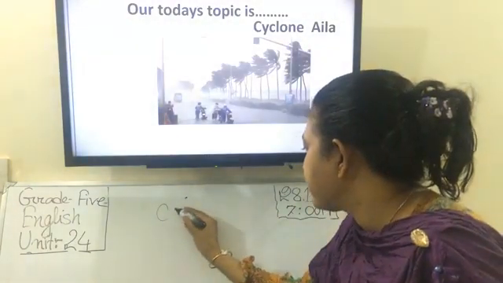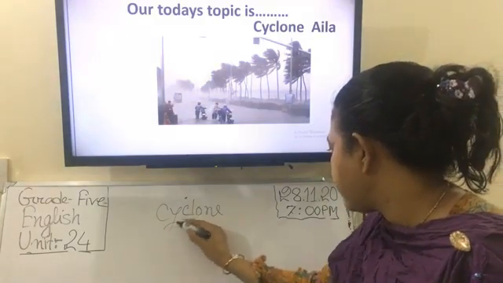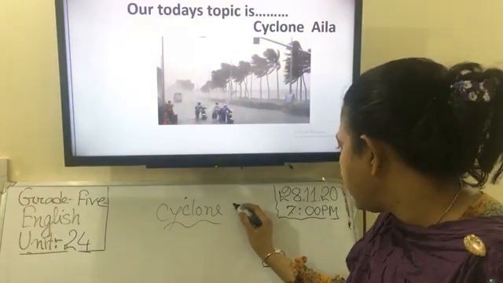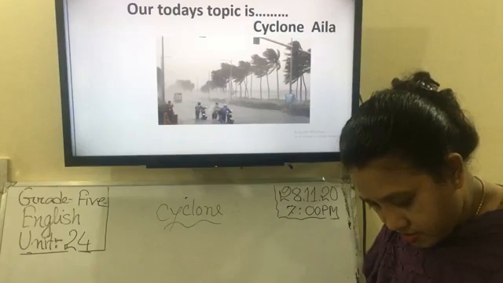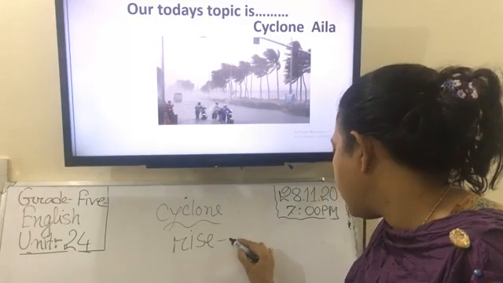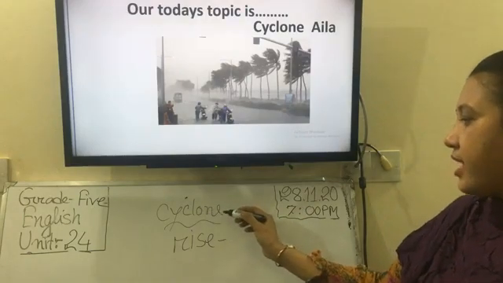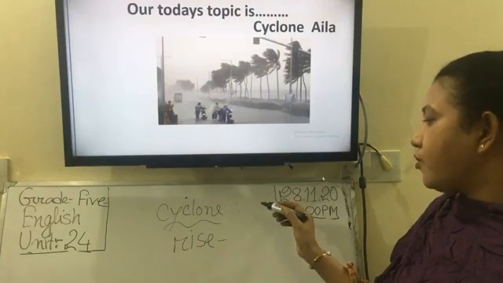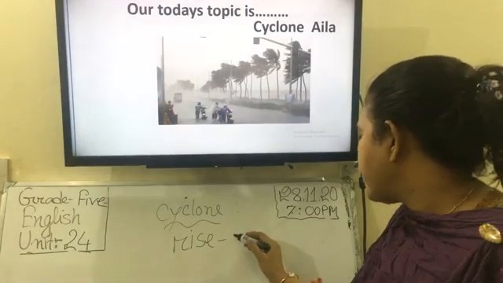Cyclone means one kind of natural disaster. Cyclone, ghurnijhor. C-Y-C-L-O-N-E, please pronounce with me, cyclone. Rise, R-I-S-E, rise means to go up.